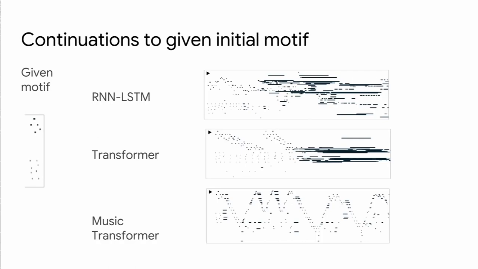What you see in the last one is from the Music Transformer that thinks about the relational information. You can just see visually how it's very consistent in repeating these larger arcs. So that was the Music Transformer.